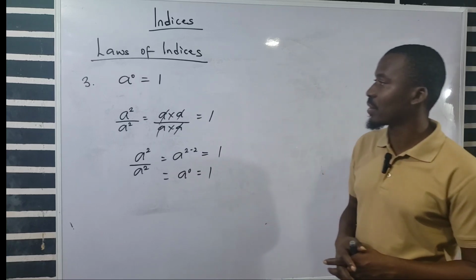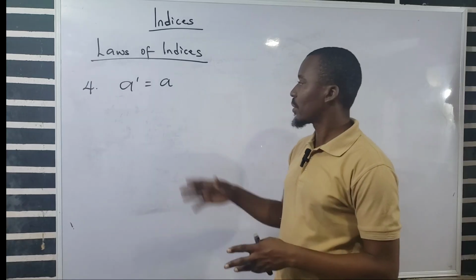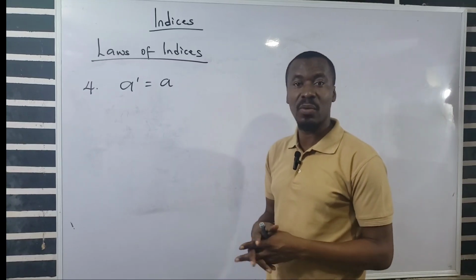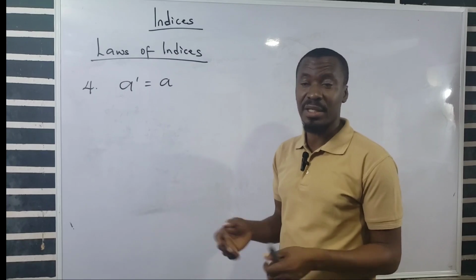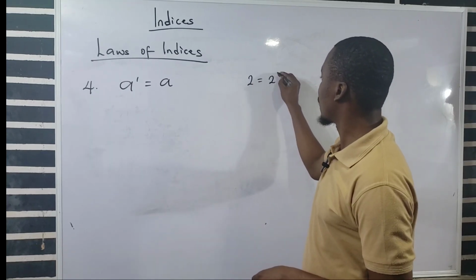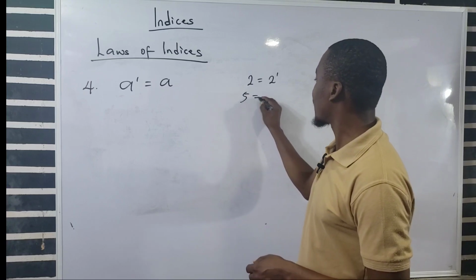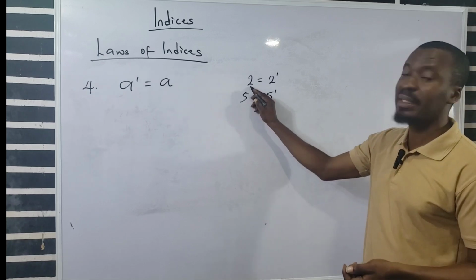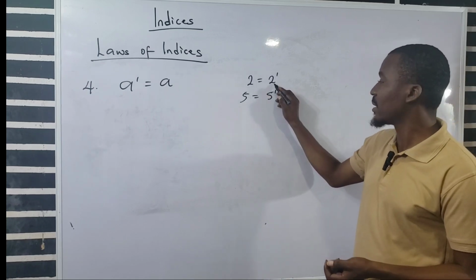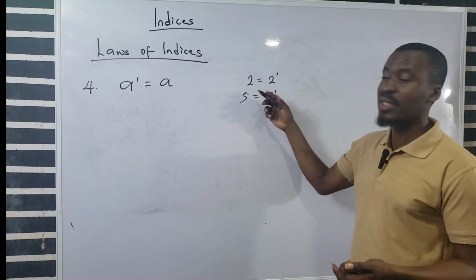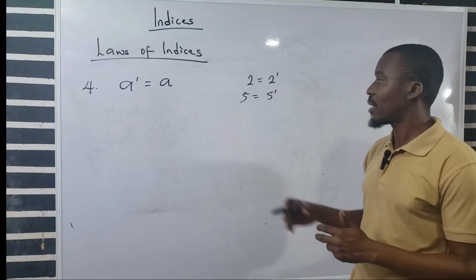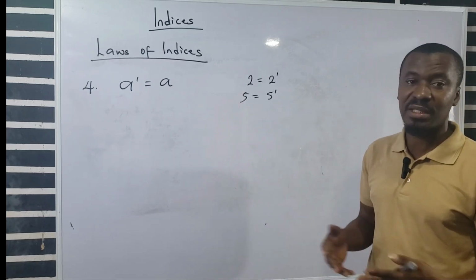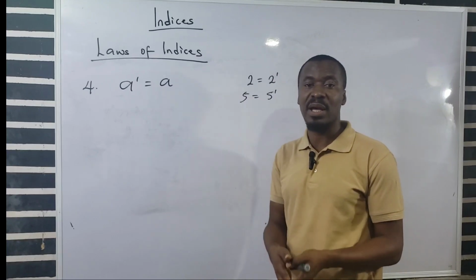So let's move to the fourth law. The fourth law, a raised to power 1 will give you a. So sometimes you just need to put the index, though it does not really change anything. So if I have 2, 2 is the same thing with 2 raised to power 1. If I have 5, 5 is the same thing with 5 raised to power 1. Okay, so we might decide to, of course, this is not index form of this number, but this is index form. So you can decide to write to an index form, which will give you 2 raised to power 1. Okay, so that's what we do there in case that you need to express a particular number in a particular index.